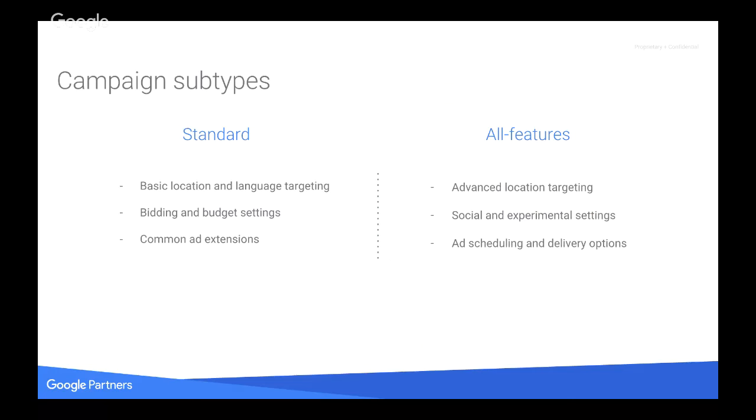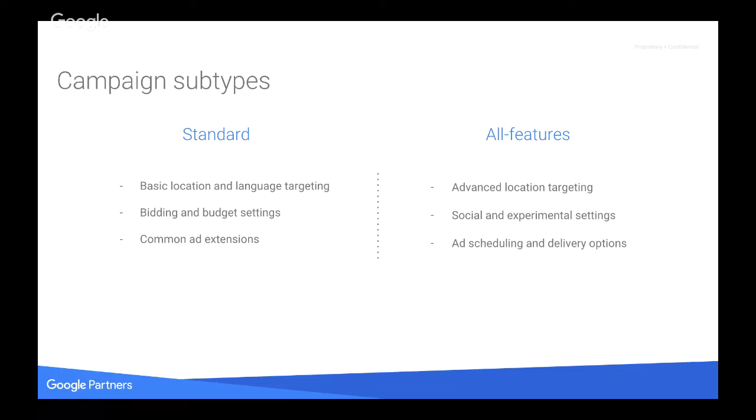Now, there are 2 large campaign subtypes. So we've understood the campaign types so far, which is segmented on networks, but campaign subtypes is essentially based on how much information you want to see in the campaigns. So there is the standard subtype, which is essentially when you want to see a minimum amount of information in the campaign. You don't want to play around too much with the settings. So you see basic location and language targeting, you see basic bid adjustments and settings there, and common ad extensions.